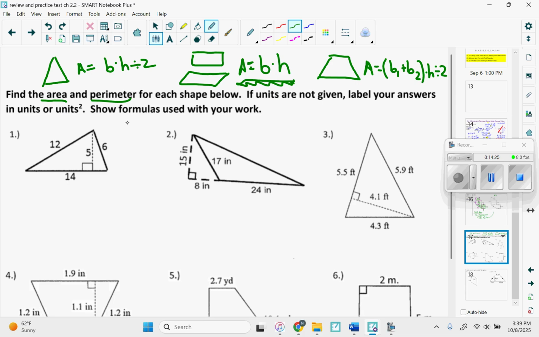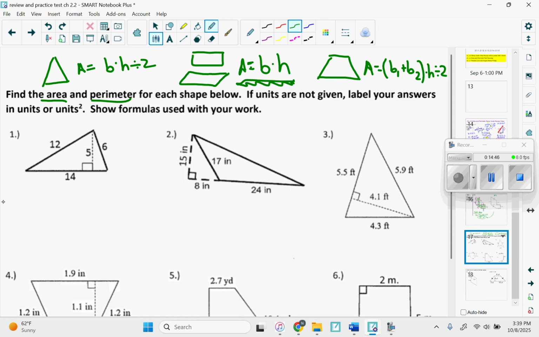When we want to find areas of these different shapes, what we're going to want to do is label our base and our heights. So that's all I'm going to show here. If you correctly label where the base and the height are, then you just need to plug those numbers into the correct formula and you'll get the right answer.